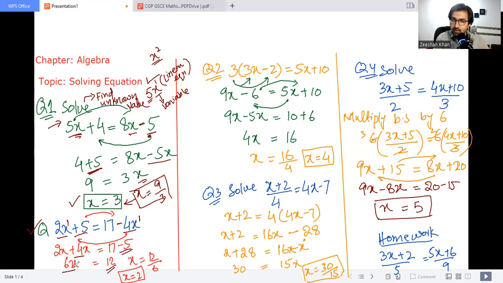Now we want to find x, so we will divide both sides by 6. So this 6 will cancel out with that. So x is equal to 12 by 6, and 12 by 6 is equal to 2. And this is the answer we got.